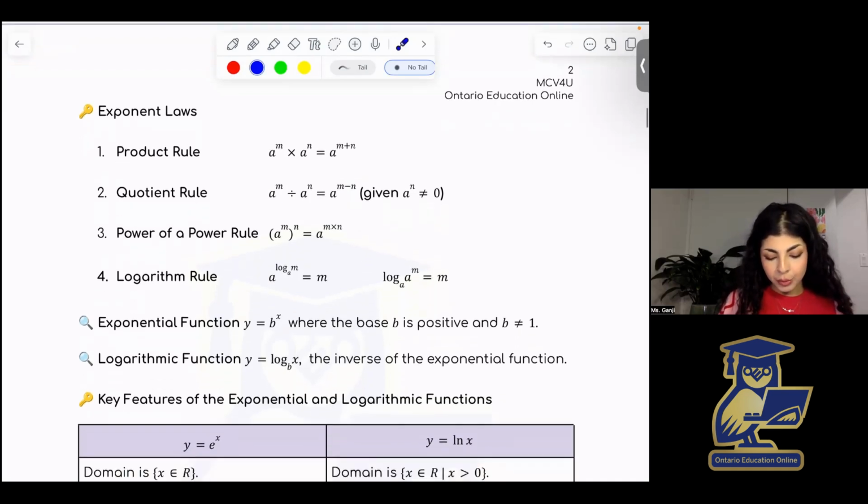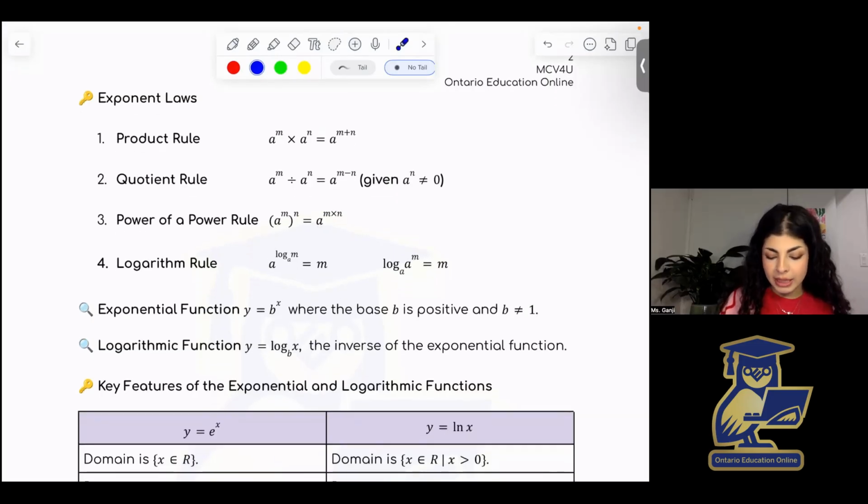Now, our power of a power rule tells us that if you have a to the power of m and this itself is to the power of n, that means you're multiplying a to the power of m n times. So then your new power is m times n. And finally, the logarithm rule tells us that for base a, if we have the exponent log with the base a there as well, and m, then this is really just m. And similarly, if you have a to the power of m and you take the logarithm of this with a base of a, then this is just the exponent m. And so we will actually be using this property today, so please familiarize yourself with it if you have forgotten.